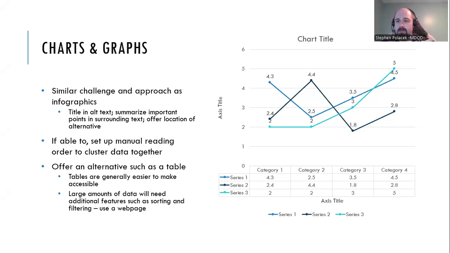So title, again, in the alt text, tell them what this is. Summarize the important points in the surrounding text. So have that summary before, after, and then offer the location of the alternative. Make sure they know where to go.